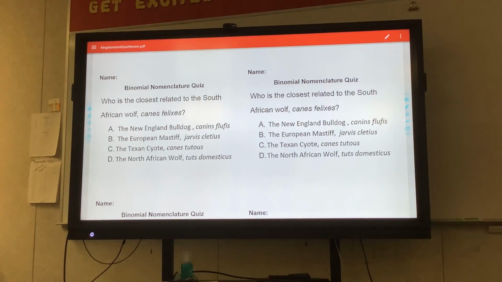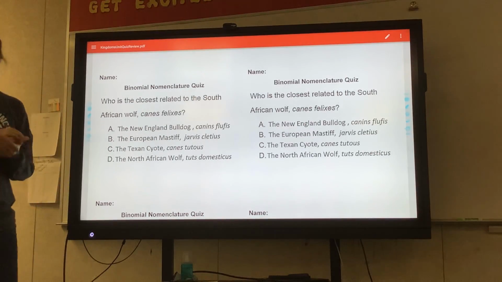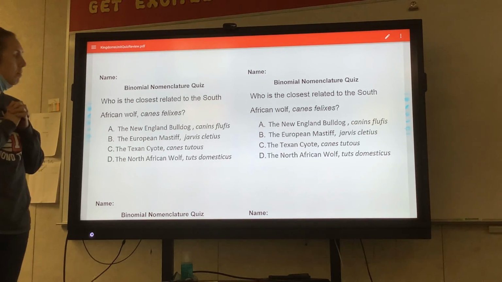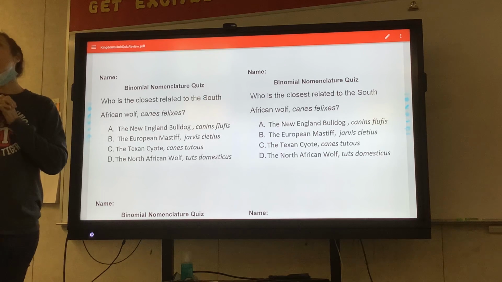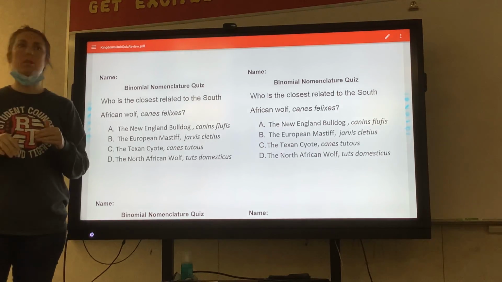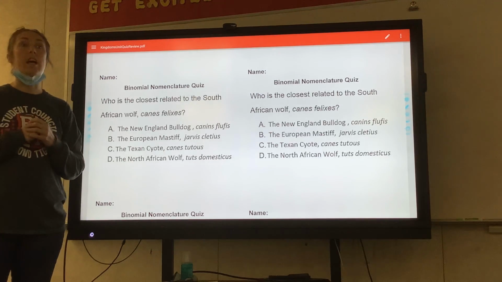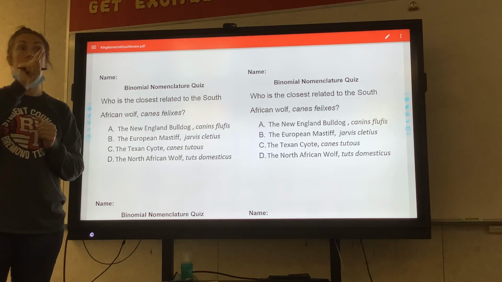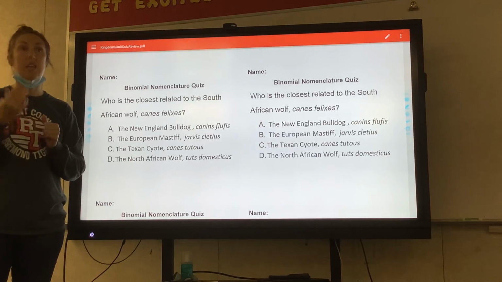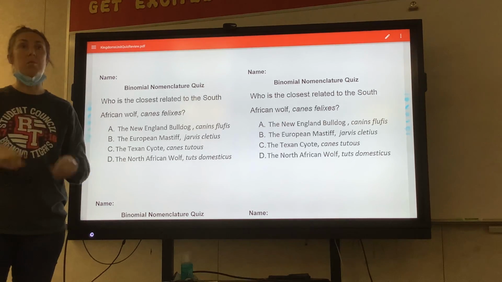Okay guys, so here's our test review. We're going to go back through all the quizzes. So the first thing we learned was classification is organizing things by their characteristics. Taxonomy is organizing by characteristics completely.